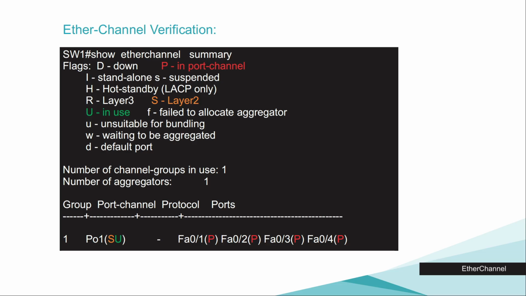So if we have a capital D, for example, instead of capital U, this will refer that the Etherchannel is down, and the interfaces that are in port channel 1 are FastEthernet 1, 2, 3, and 4. Capital P here refers to an interface in the port channel.